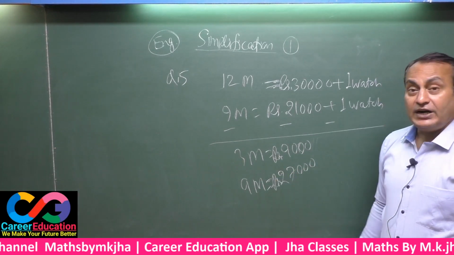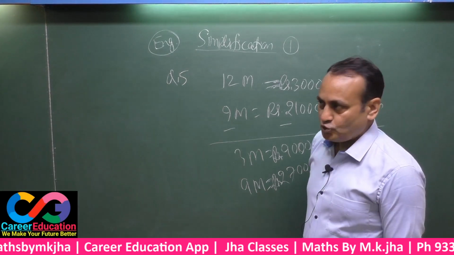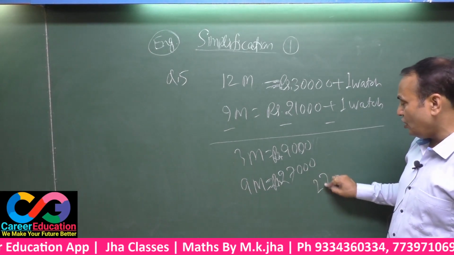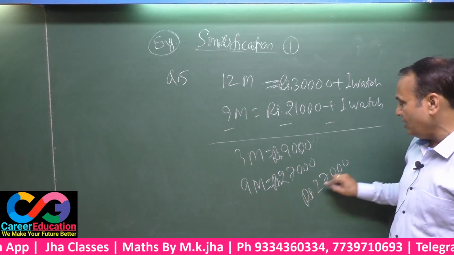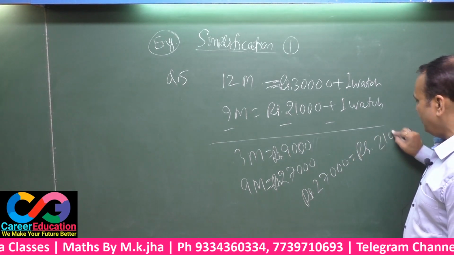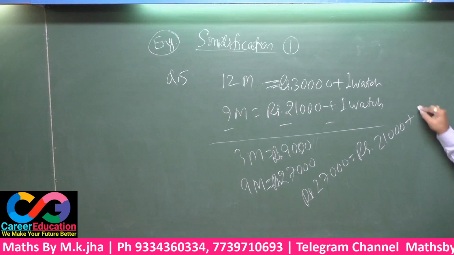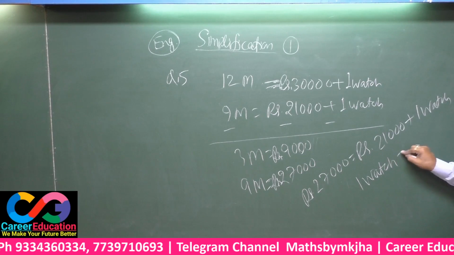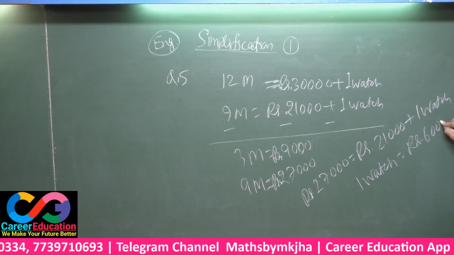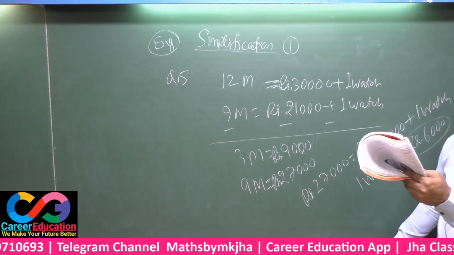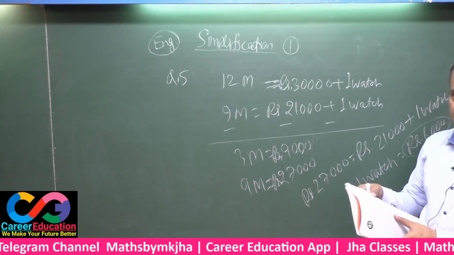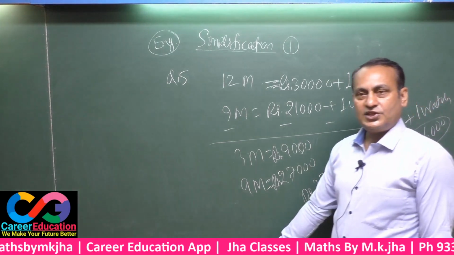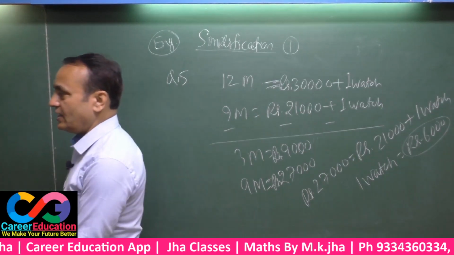See here, for 9 months the exact payment of that servant is rupees 27,000, but in place of that, he gets only rupees 21,000 plus 1 watch. That means the cost of this watch is rupees 6,000. This must be the correct answer, rupees 6,000. Note down. I will be repeating once. This is the right solution of this question.